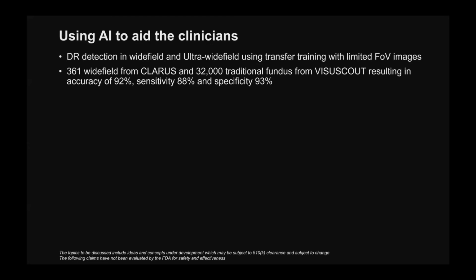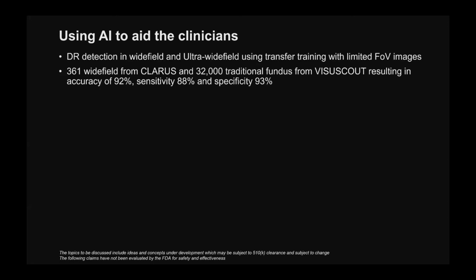So what we are doing for Claris is, we are actually using the data which is collected using traditional narrow field fundus images. We are using that as a first step, and we are transfer training from that point to work with wide field fundus images. By using this transfer training, we can leverage the traditional database and then use that to create algorithms for Claris, which has a completely different field of view.